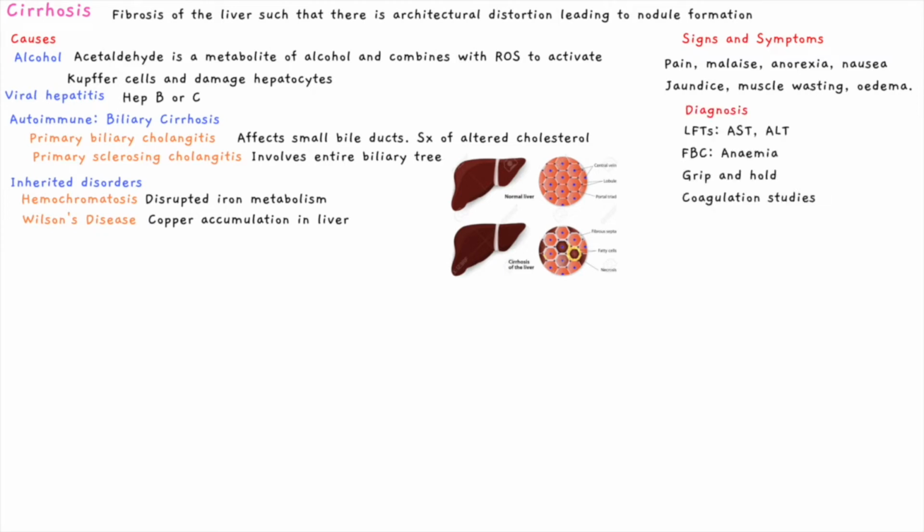To diagnose cirrhosis, LFTs would show raised ALT, with AST being especially high from an alcoholic cause. FBCs may show anemia, and group and hold is performed in case a transfusion is needed. Coagulation studies can also be reflective of hepatic function, as coagulation factors are synthesized in the liver. Liver biopsies and magnetic resonance cholangiopancreatography are useful in identifying autoimmune causes.